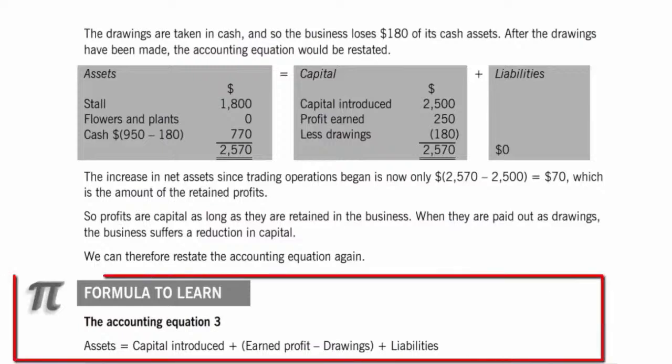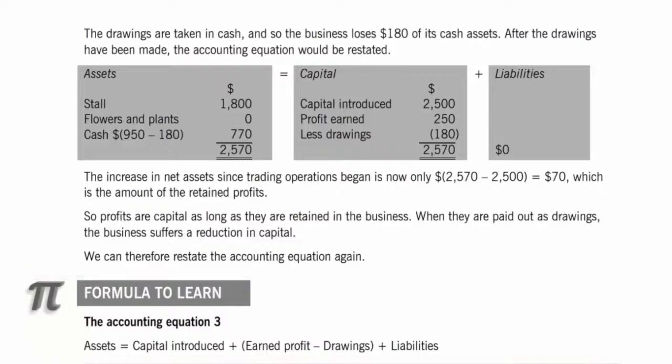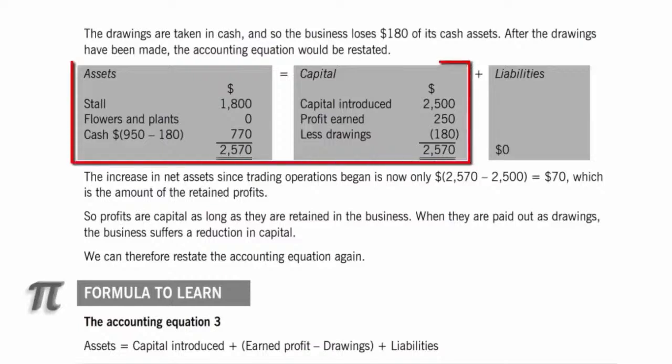3. The accounting equation is adjusted to include drawings. We can restate the accounting equation to show that assets equal capital introduced plus earned profit minus drawings plus liabilities. In Neelam's case, there are no liabilities, so our equation here is simply assets equal capital introduced plus earned profit minus drawings. After accounting for the drawings, this equation balances out, showing that the total assets and total capital are both $2,570.